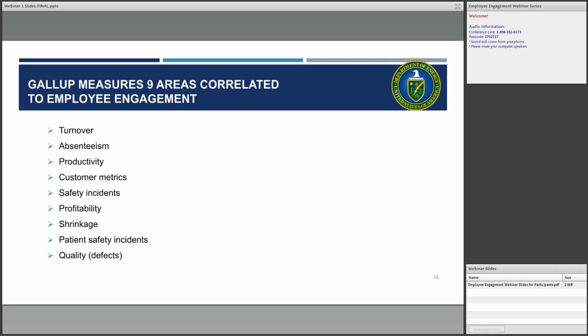Gallup has done extensive research collecting, analyzing, and measuring engagement data across private industry. Gallup has identified 9 areas directly correlated to employee engagement. According to Gallup analysis, highly engaged organizations have lower turnover, lower absenteeism, higher productivity, fewer safety incidents, as well as other organizational outcomes.